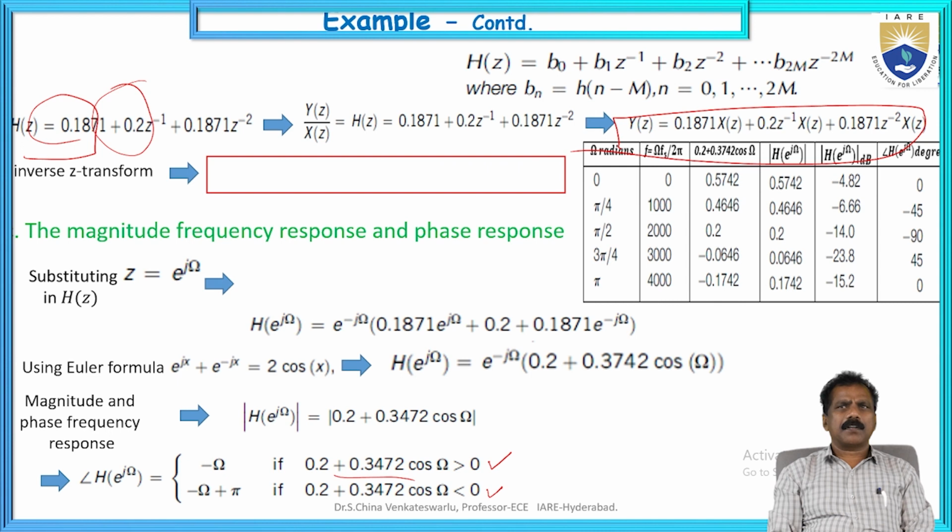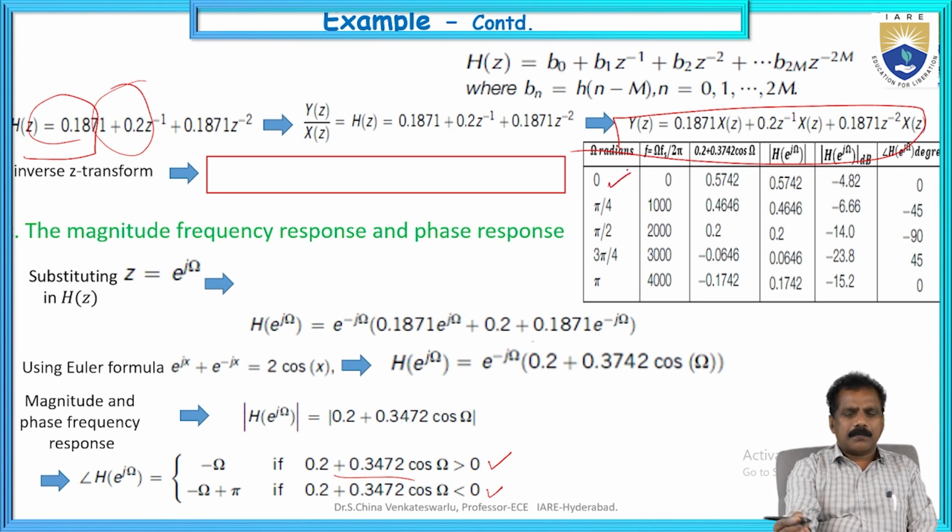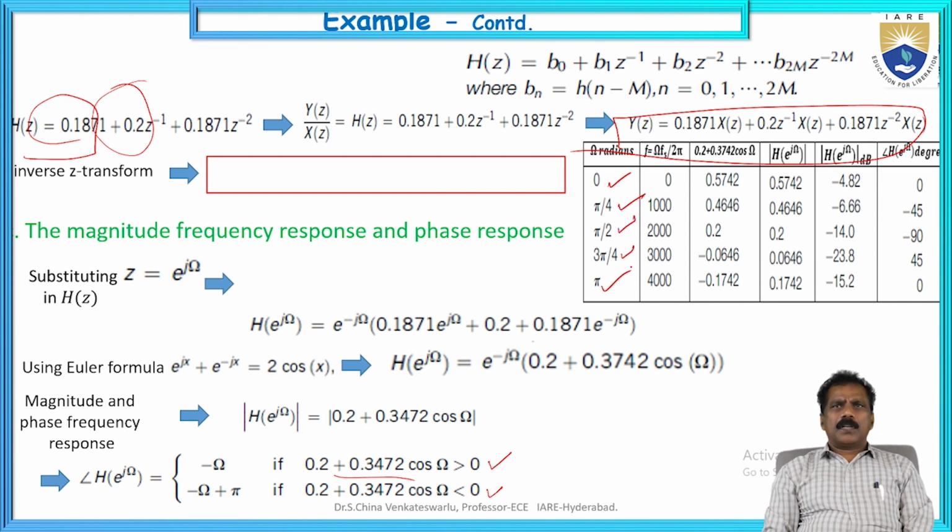All the numerical values are tabulated in this tabular form. We fill in the radians: initially 0, pi by 4, pi by 2, 3 pi by 4 and pi. If the radians is 0, f is 0. If the radians is pi by 4, the frequency is 1000. If it is pi by 2, the frequency is 2000. If it is 3 pi by 4, it is 3000 frequency. And if the radians is pi, then f is equal to 4000.